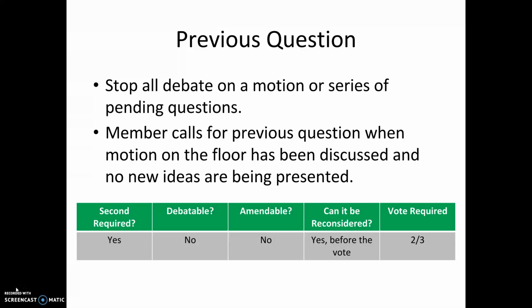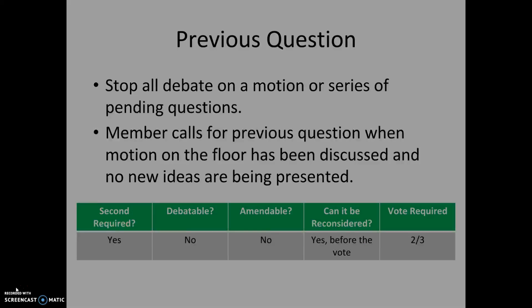The reason for that is, if you're going to stop discussion, that is huge in Parli Pro. So if you're going to stop that, you need to make sure that at least 67% of your membership is good with stopping discussion.